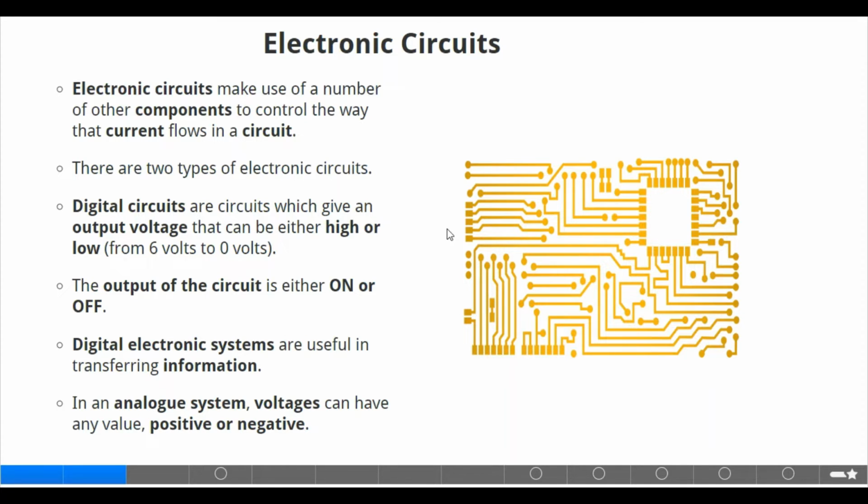Digital electronic systems are useful in transferring information. In an analog system, voltages can have any value, positive or negative. If you look at your phone, or if you look at your television, if you look at a personal computer, that is a laptop, and you open them up, you always meet an electronic circuit inside that is embedded, more or less like a microchip. This is what the systems work on.